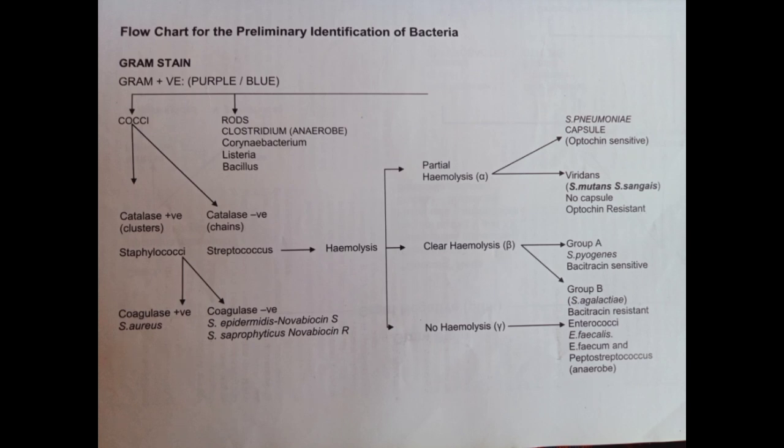The group of partial hemolytic bacteria have a green color appearing around their colonies, while beta hemolytic bacteria, whether group A or B, have a yellow color appearing around their colonies, while gamma hemolytic bacteria have no color found around their colonies.